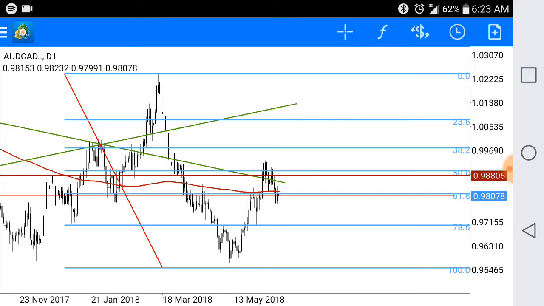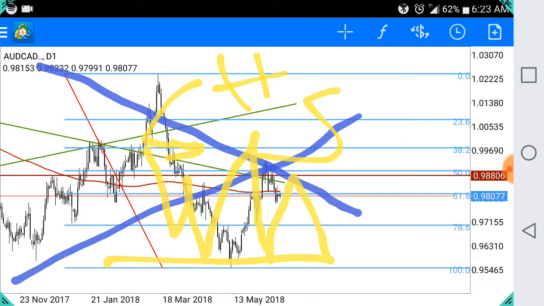So my trend line is acting as resistance to the 38.2. Remember, our 50% is also a strong level. Our 38, 50, and 61, those are a pretty strong zone of an area, right? So I can do just that.